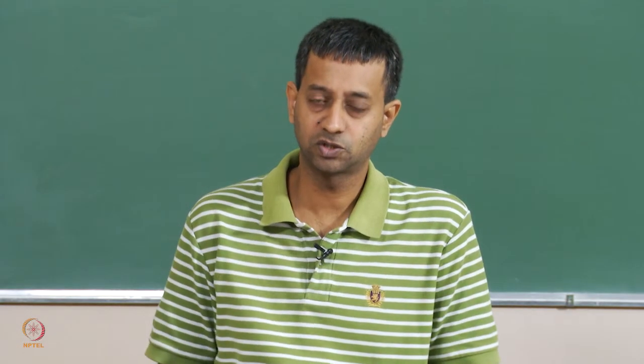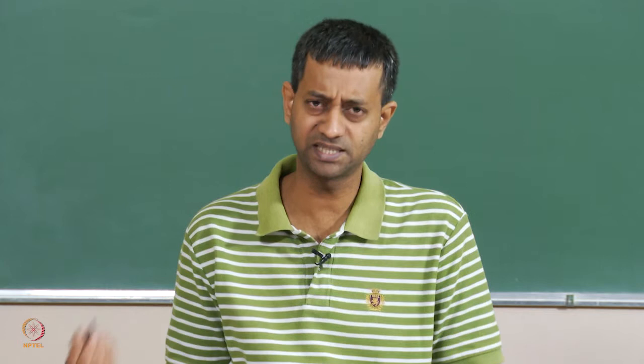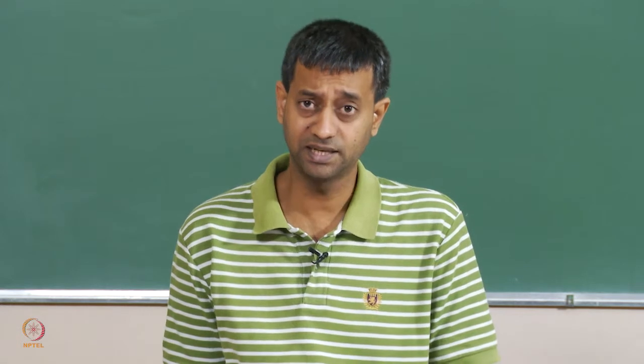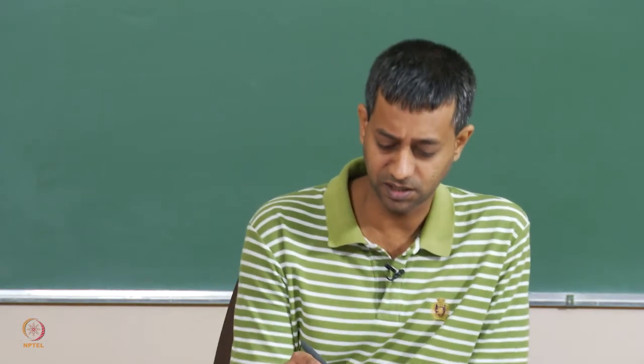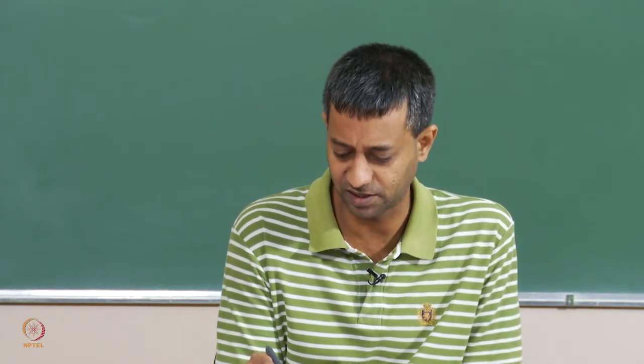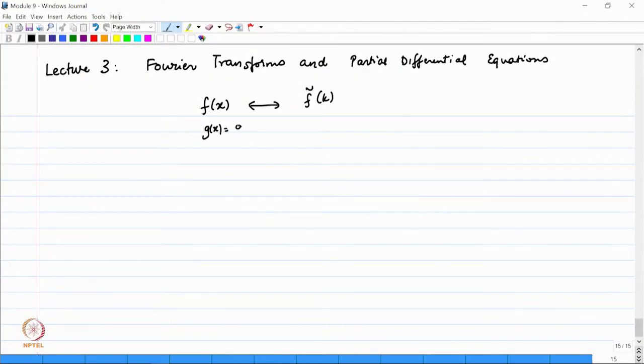In this lecture I will show the use of Fourier transforms in solving partial differential equations. I will take the example of partial differential equations, but you can use it for any differential equations. In the last lecture we saw that if we had f of x whose Fourier transform was f tilde of k, and you had g of x equal to df by dx, a derivative, then g tilde of k was equal to i k times f tilde of k.